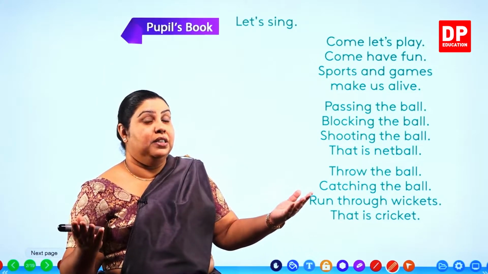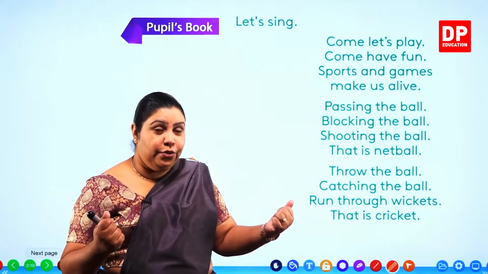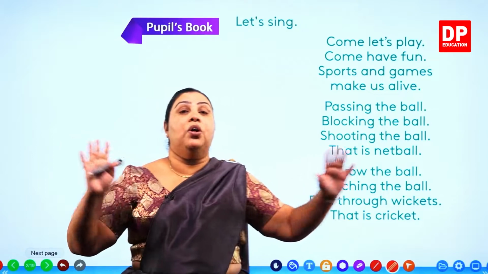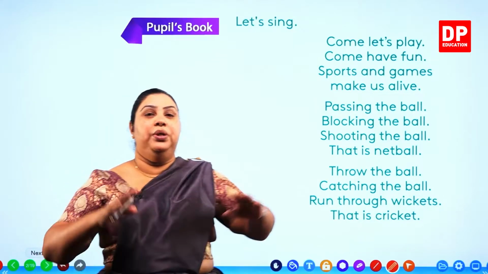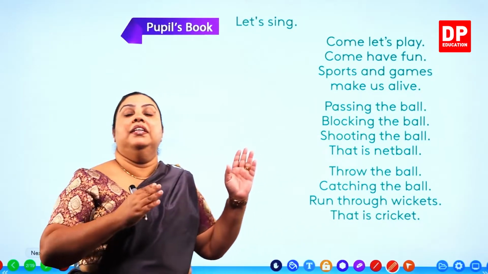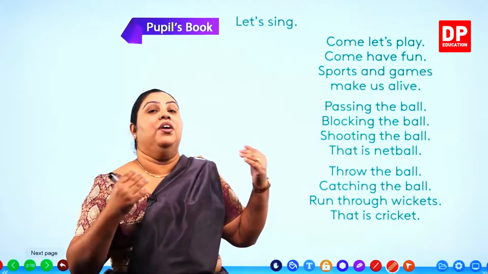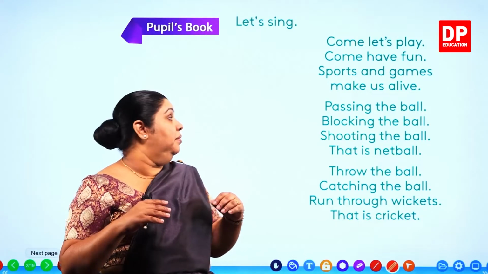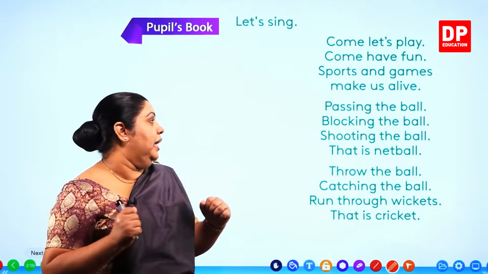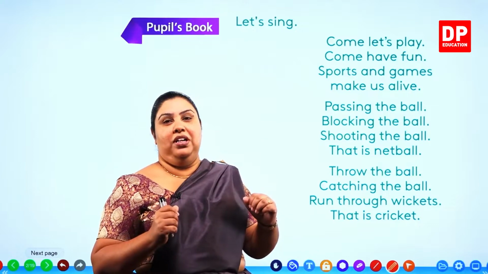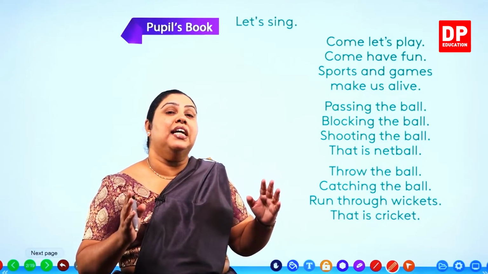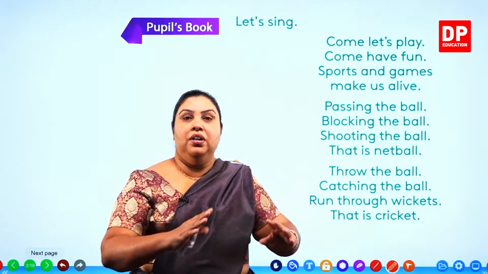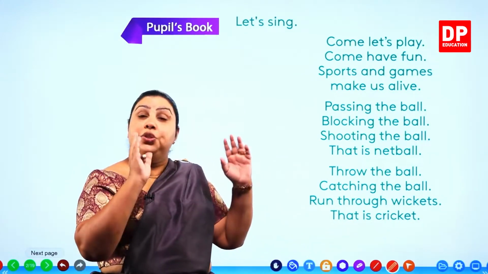Now when we spoke about action words, I think you can remember these are the things that we do. Passing the ball, blocking the ball. How do you block the ball? You defend your ball and the opposite team cannot pass the ball easily because you're blocking that person. Then shooting the ball. Those are the things that we see when we do the sport netball. We pass the ball, we block the player, and then we shoot.